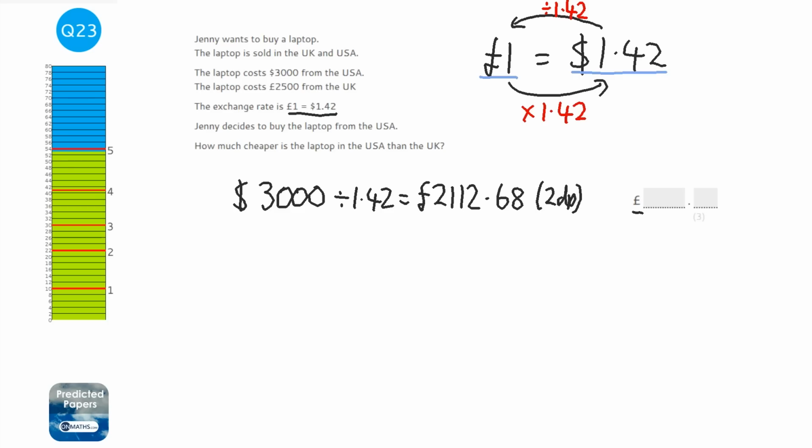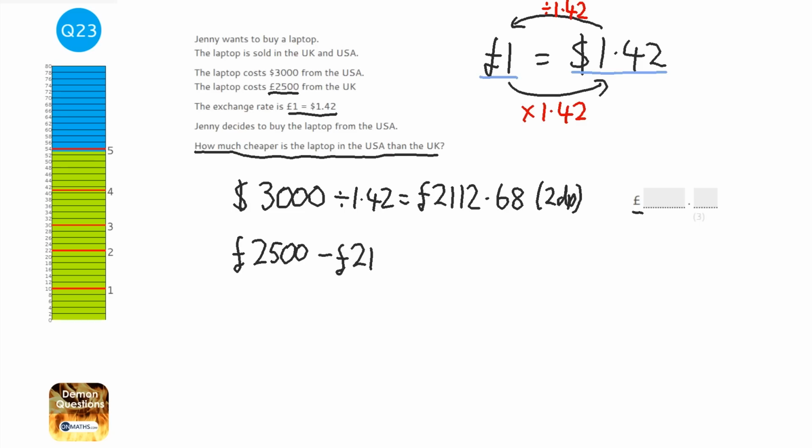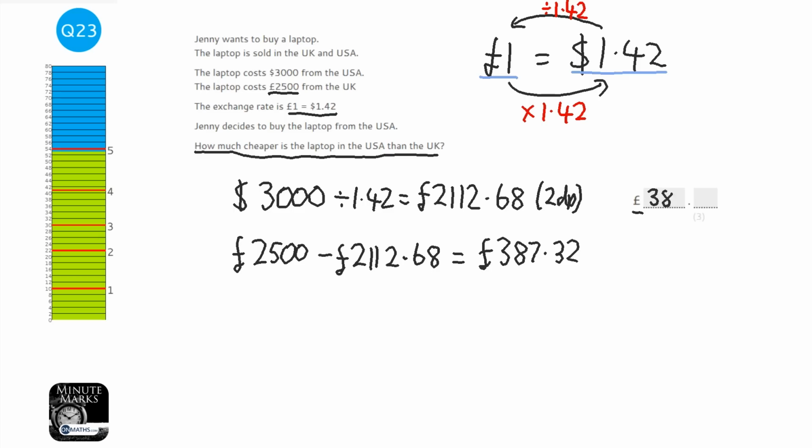So it says also that the laptop costs £2,500 in the UK, and how much cheaper is the laptop in the USA than the UK. So what we need to do now is £2,500, which is the price of the laptop in the UK. We're going to take away the £1,112.68. And on my calculator, I'm just going to type in 2,500 take away answer, and then press equals, and it gives me the answer of 387.32. So it's £387.32 cheaper.